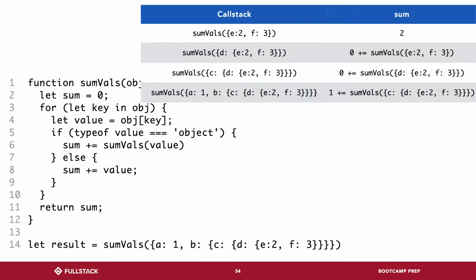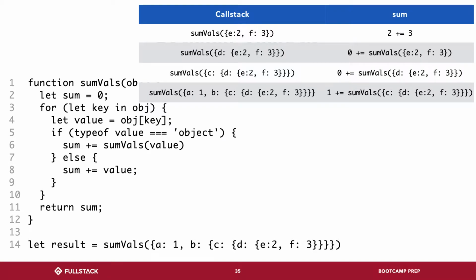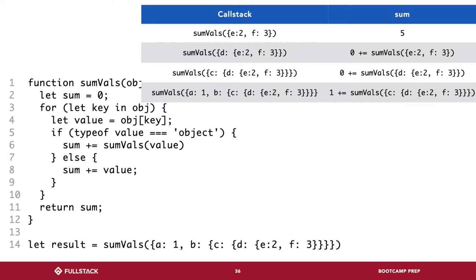We continue the for in loop to get to that f3, right? So we do 2 plus equals 3. That means the sum is 5. That means we are done with the for in loop. We break out of it, and we return the sum.